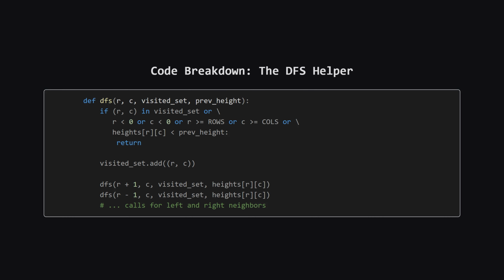This is a pretty standard depth-first search. The first if statement handles all of our base cases. We stop if we're out of bounds, if we've already visited this cell, or, and this is the important part, if the current cell's height is less than the previous cell's height. This enforces our flowing uphill rule. If we pass those checks, we add the cell to our visited set, and then recursively call the search on all four of its neighbors.